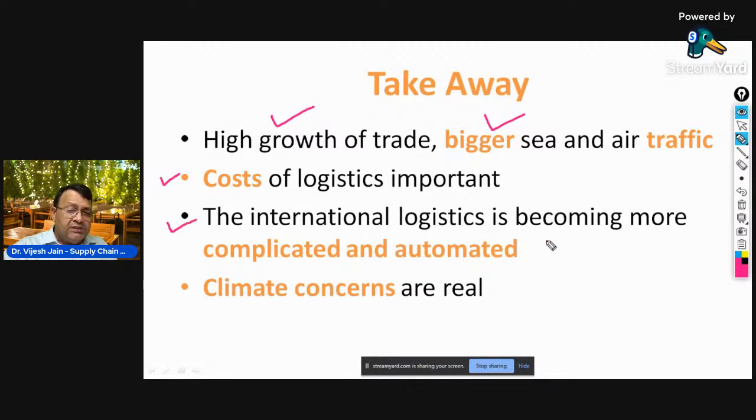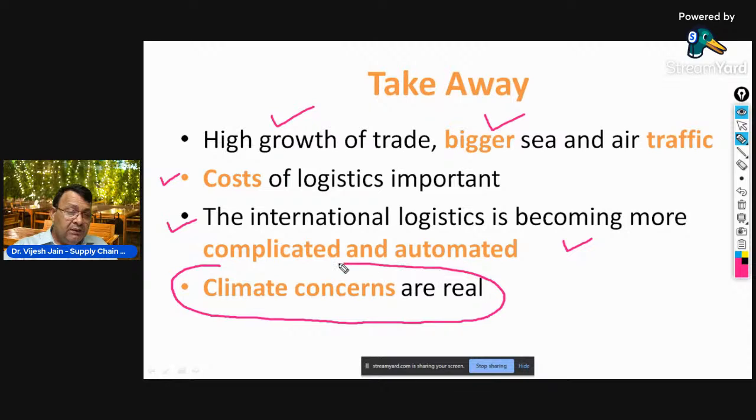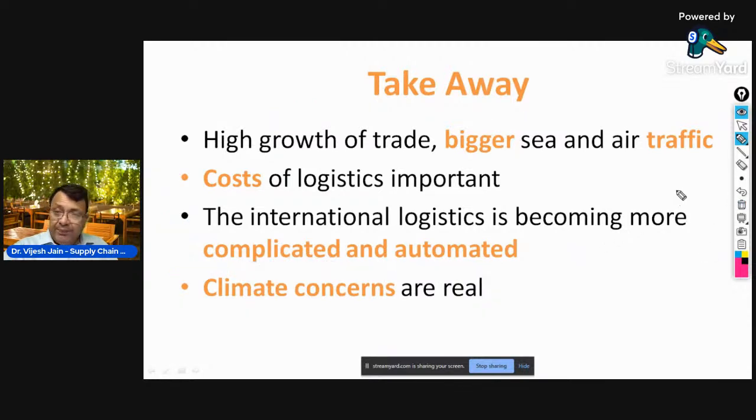International logistics is therefore becoming more complicated and automated when we are using the technological tools that are available, information and communication technology, and the modern rolling stock on the sea as well as in the air. So, finally, the takeaway of today's session was that climate concerns are real now. That was the idea of today's session.